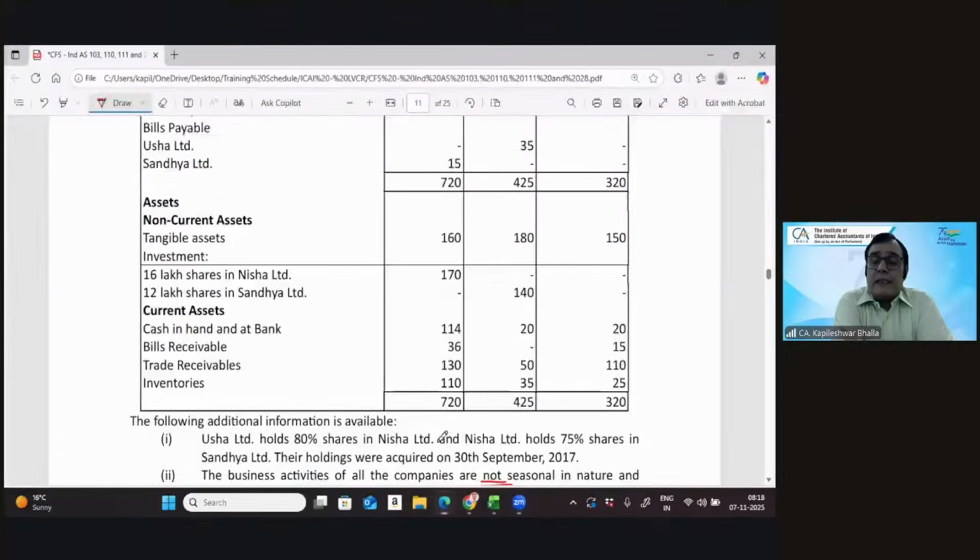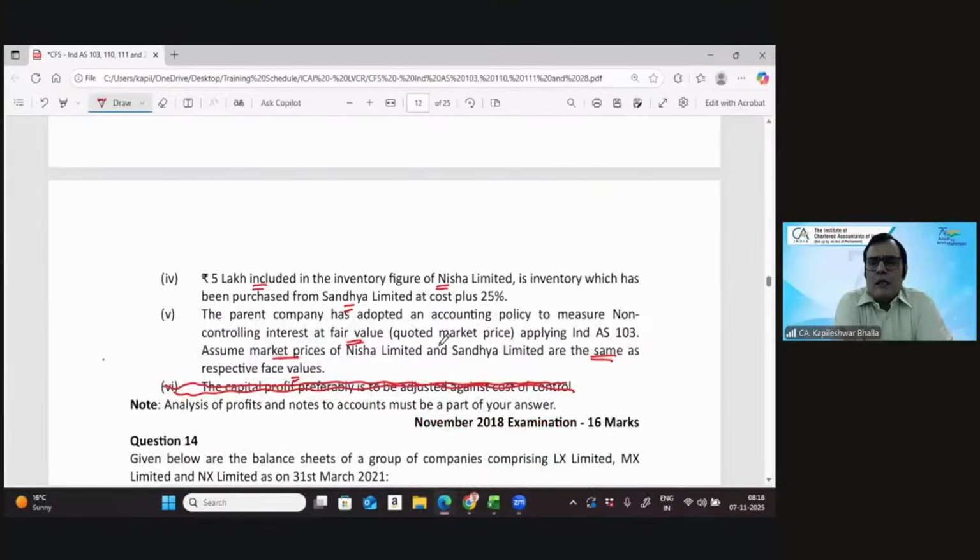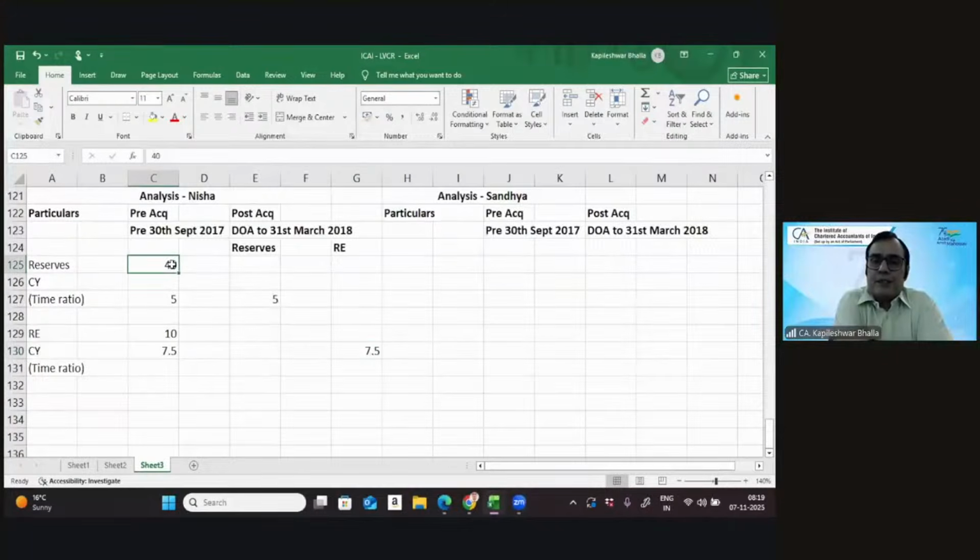Am I given any fair value adjustments in the question? No, I'm not given any fair value adjustments. Is there any stock reserve which is upstream in nature? Yes, but that's in the analysis of Sandhya, because the profit was made by Sandhya. Sandhya made a sale to Nisha. So we need to take care of that. Correct. So right now the analysis is done.